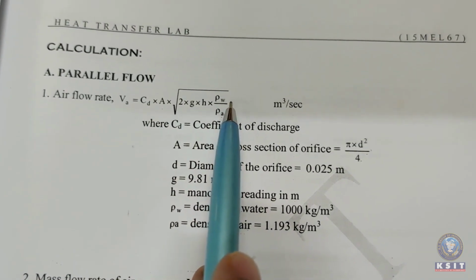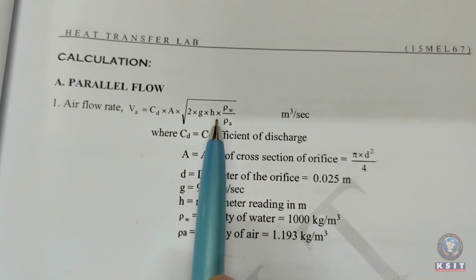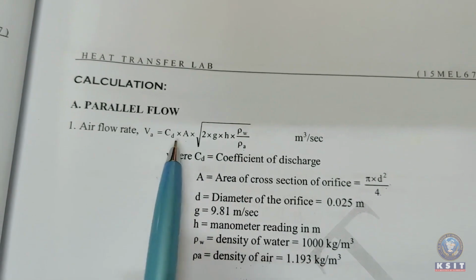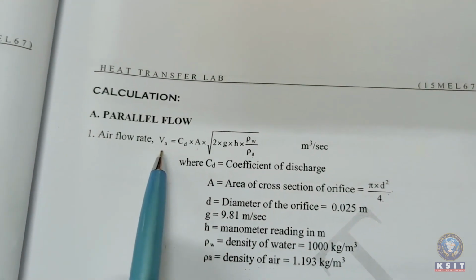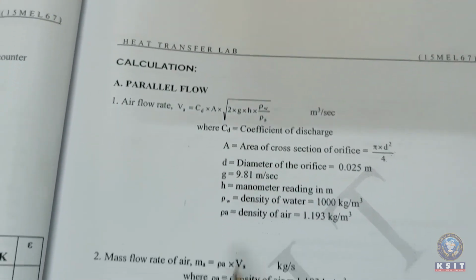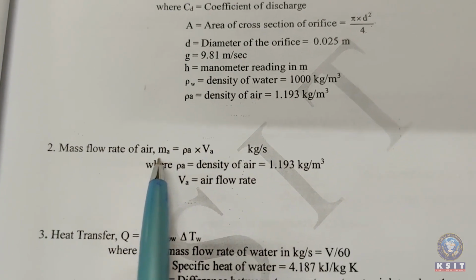And in the experiment, you got the water head, and you convert it into air head. So you have the formula, you convert to air head and you calculate the volume flow rate of air. Once you know the volume flow rate of air, and you know the density of air, you calculate the mass flow rate of air.